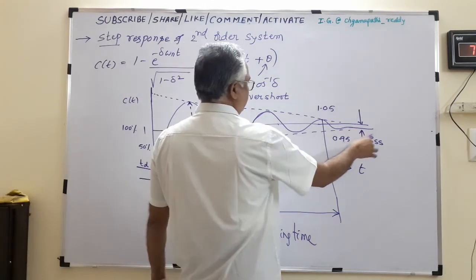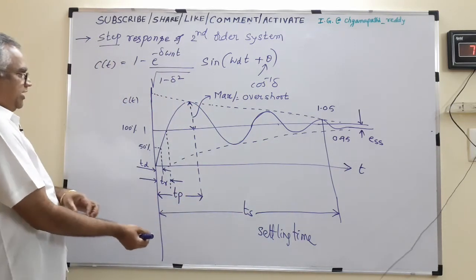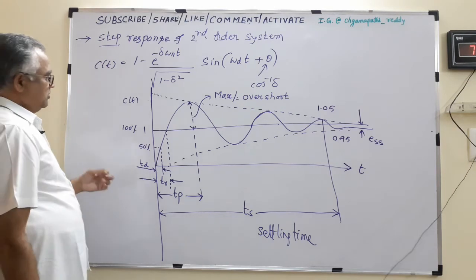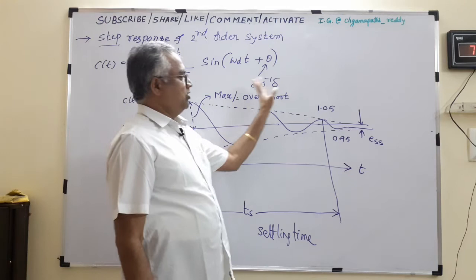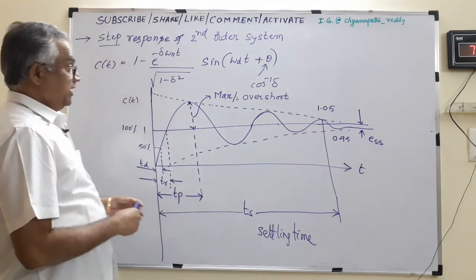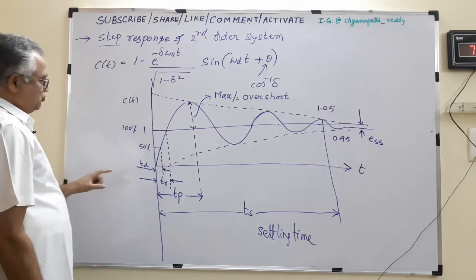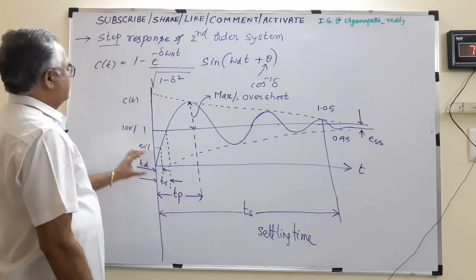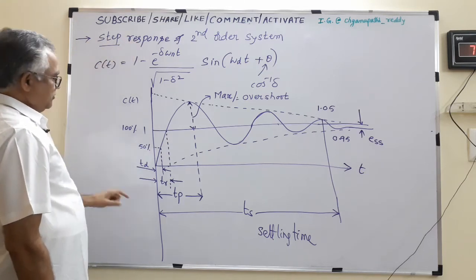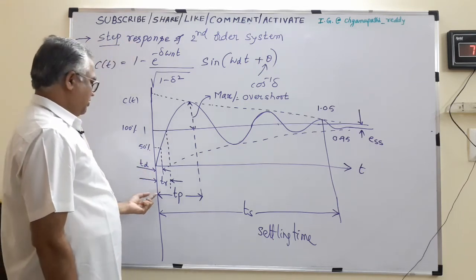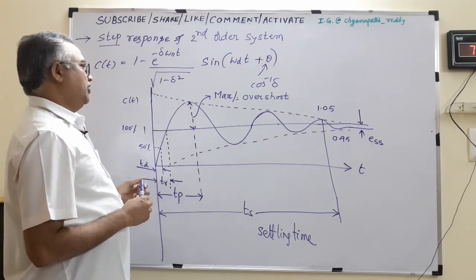So this is the steady state error. Now we have to derive formulas for peak time, rise time, delay time, and settling time. All these formulas we have to derive. So this graph is important, and these definitions are important. This is the plot of this equation. Mathematically we have to derive a formula for the time at which it will reach the maximum value.